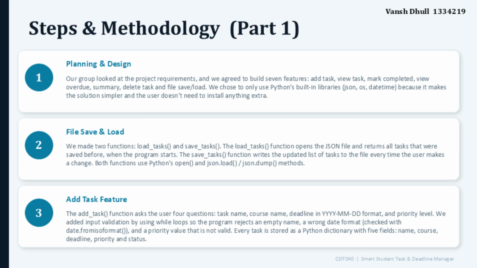And finally, the add task feature. The add task function asks the user 4 questions: task name, course name, deadline, and priority level. We also added input validation using a while loop so the program rejects an empty name, a wrong date format, or an invalid priority and asks again. Every task is then stored as a dictionary with five fields.